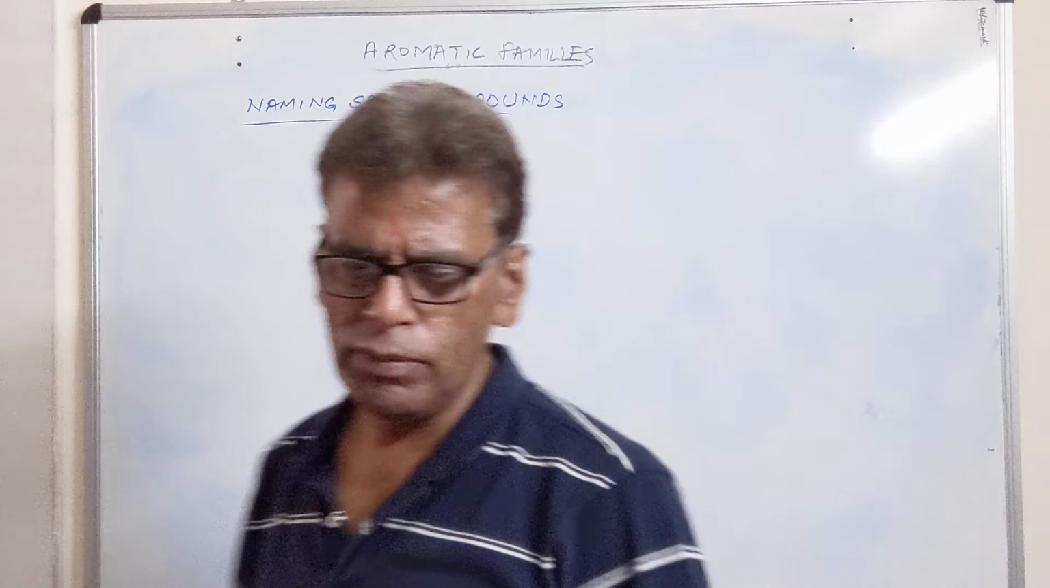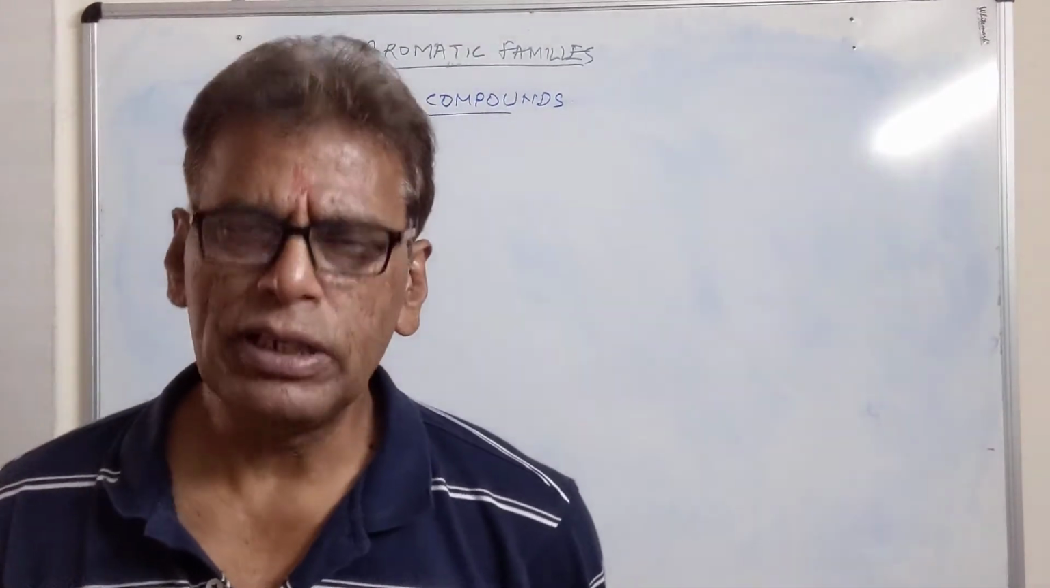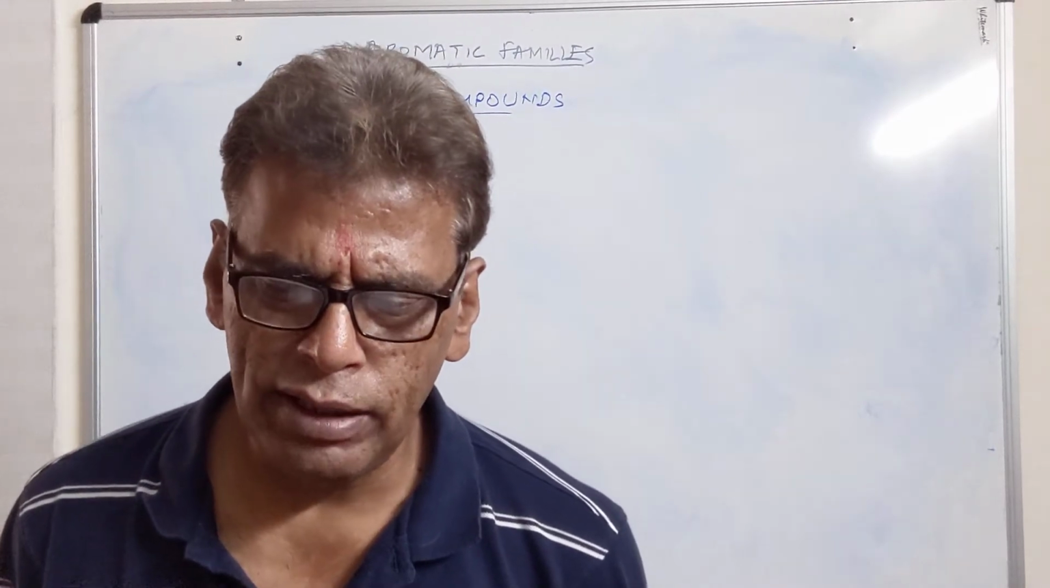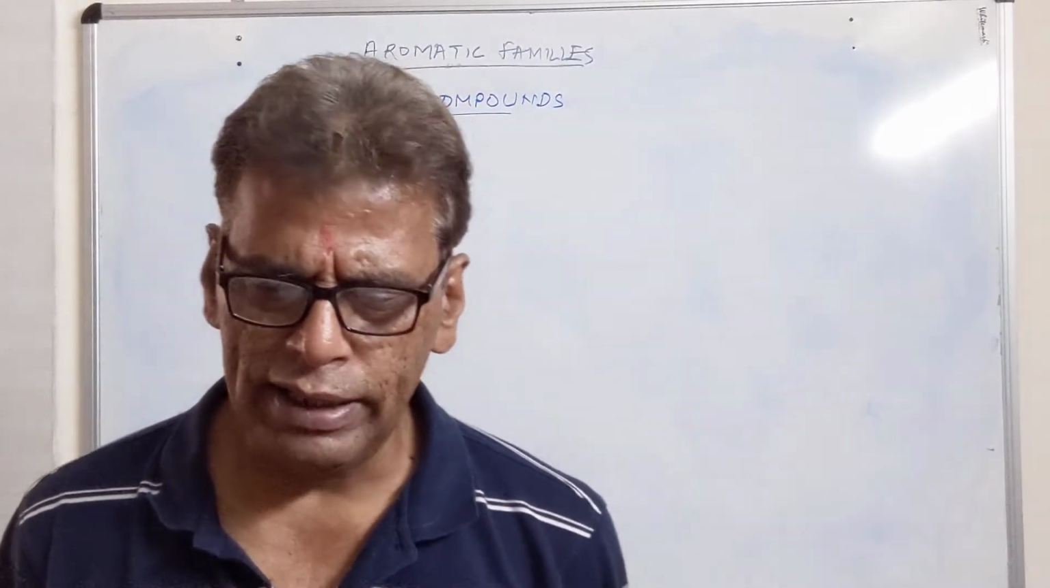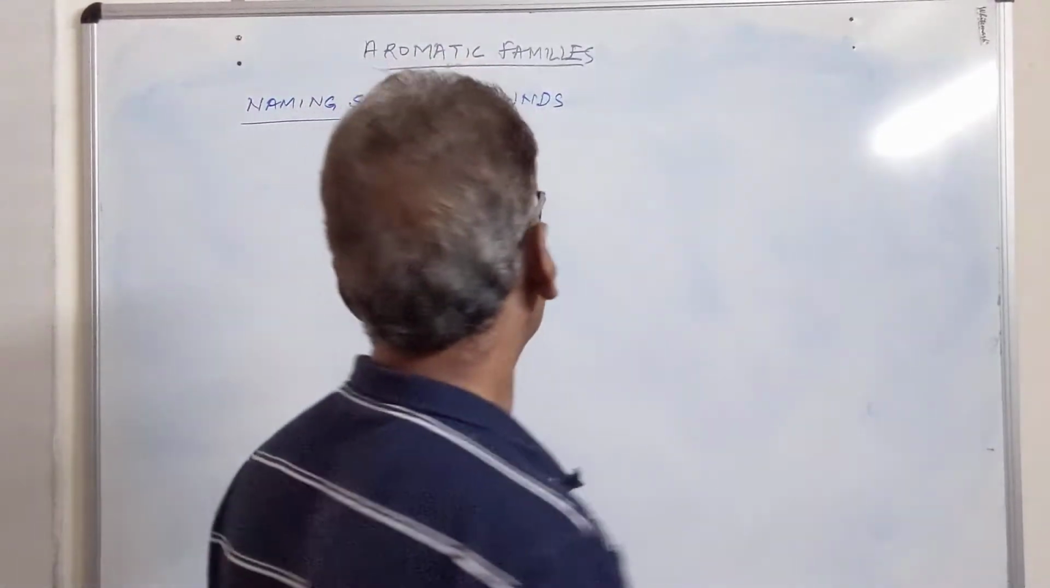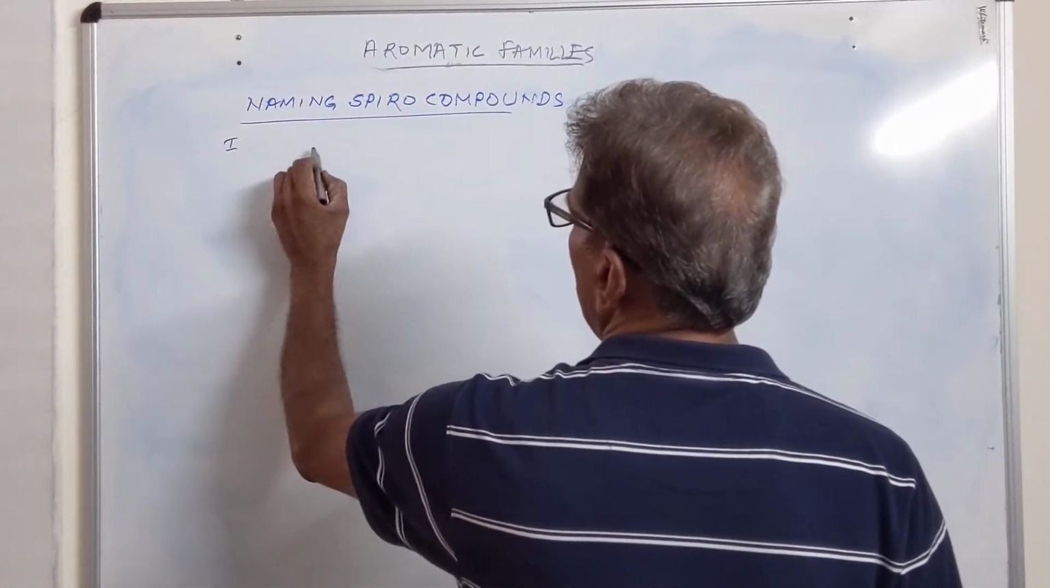Now what are Spiro compounds? Spiro compounds consist of two rings containing carbon atoms joined together by a common carbon atom. They are called Spiro bicyclic hydrocarbons. Let us name some compounds.